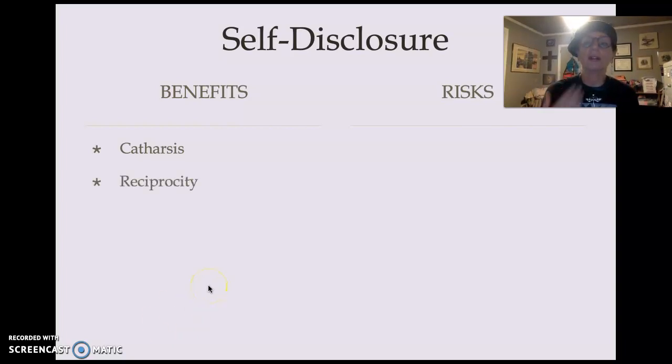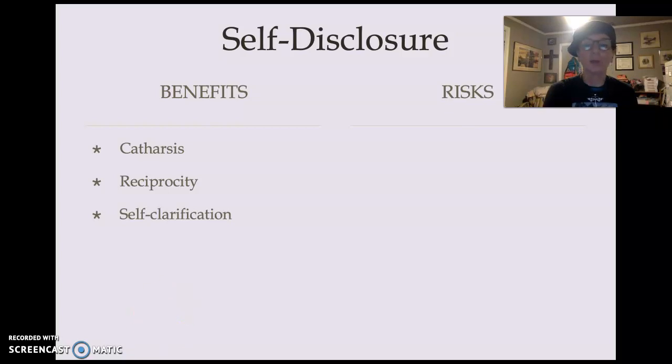You can get reciprocity, which means another person can disclose in return. They might not say, I'm gay too. They might say, you know what, my coworker just came out to me. I totally understand what you're going through and what a big deal this was for you to tell me. Or maybe you say, you know what, I got an F in college, and the other person says, I got an F too. That's reciprocity. So you end up not feeling alone.